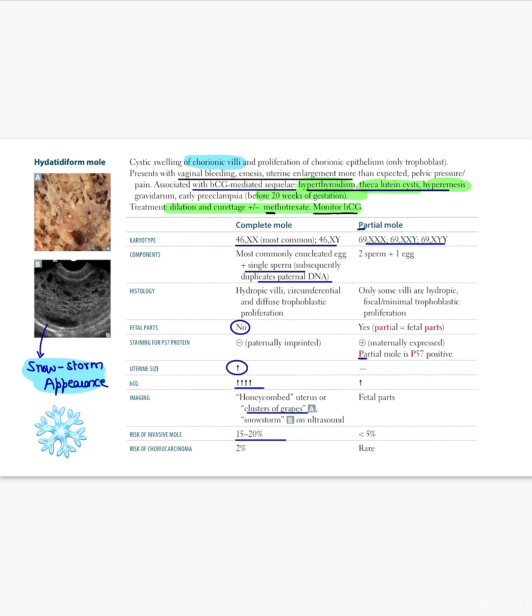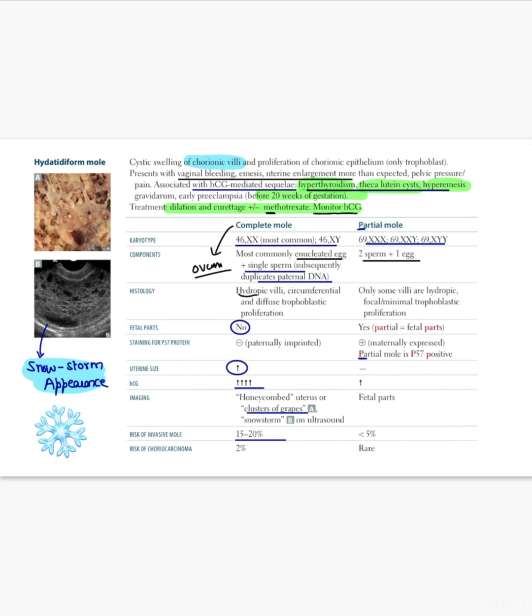Now talking about the complete mole and the partial mole. The complete mole is the most common, that is 46XX or XY. Here the ovum is empty and the sperm only duplicates. That is a single sperm, and most commonly there is an enucleate egg, that is an empty egg. In the partial mole you have 2 sperm and 1 egg, that means 23, 23, 23, which is 69.